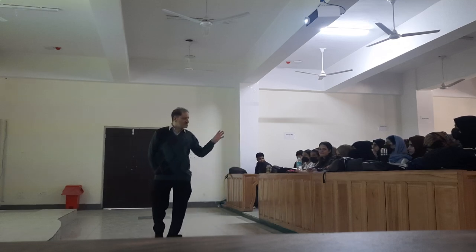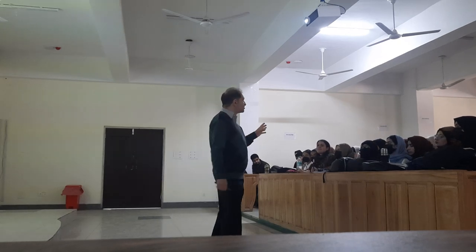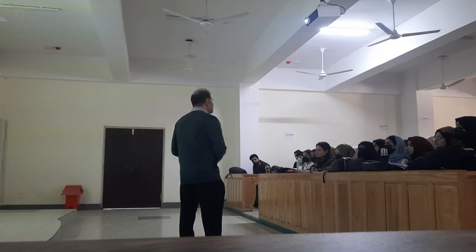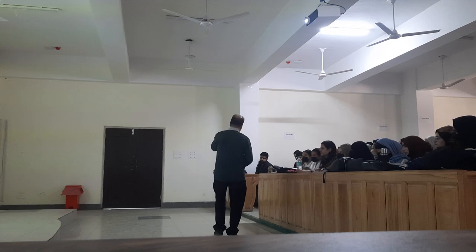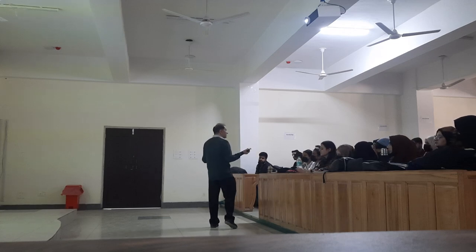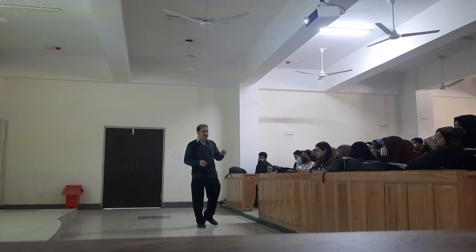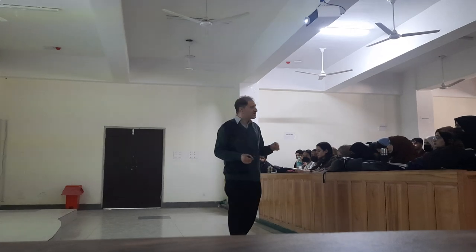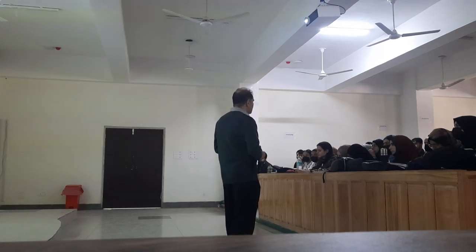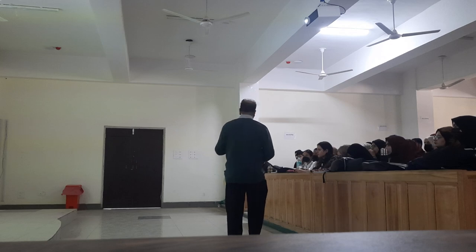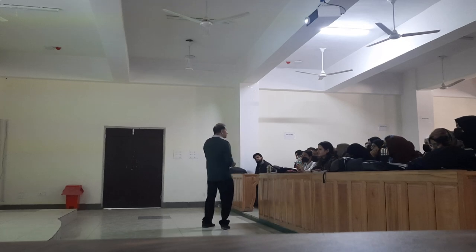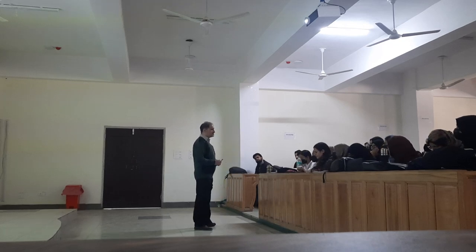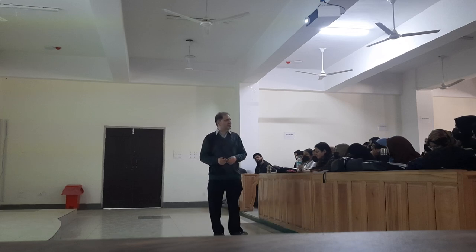Suppose the corneal ulcer is not responding. What can be the causes? First is the wrong diagnosis. Suppose you are treating a bacterial corneal ulcer and it is actually fungal, so it will not respond to antibiotics. Second, if there is a foreign body in the cornea, unless you remove that foreign body, it will not respond to the treatment. Third, suppose you are putting an antibiotic and the organism is not sensitive to it, it will again not respond.